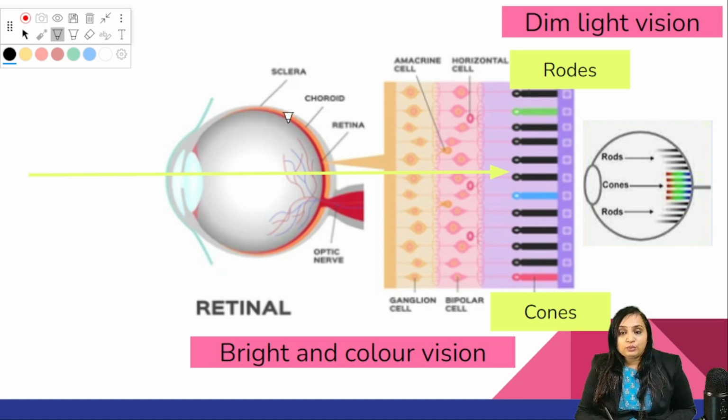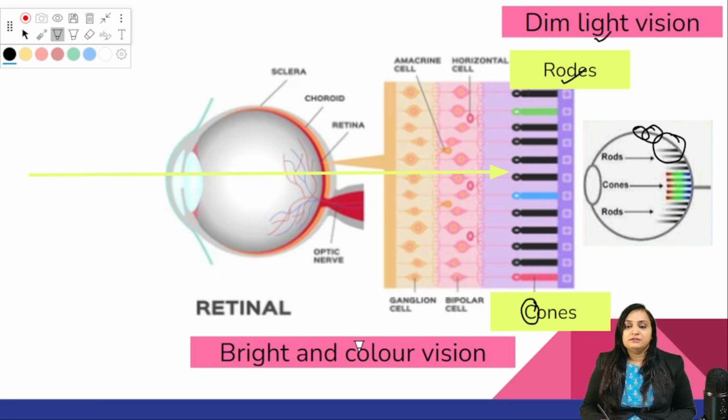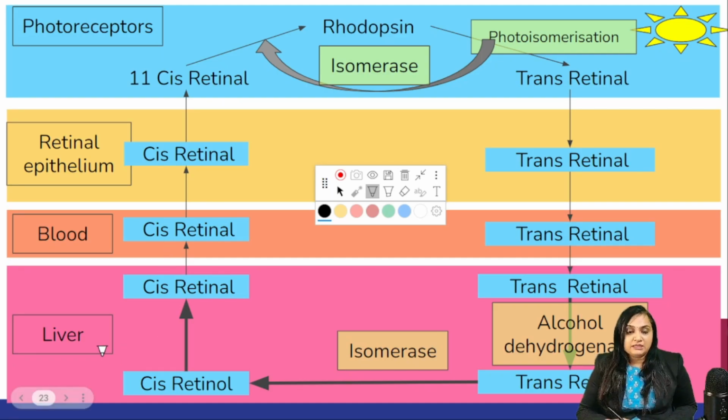So we all know that the retina has rods and cones. Rods are responsible for dim light vision and are situated at the periphery, while cones, you have to remember, are at the center part of the retina, and are responsible for bright and color vision. What is happening here is that the liver has a store of cis retinol.